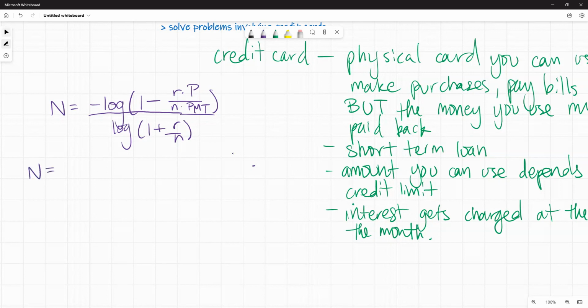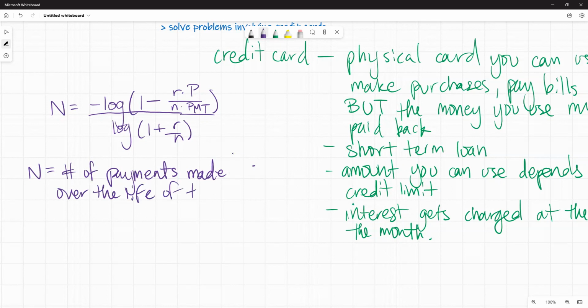Okay, that's one we haven't had before, and it is different from the lowercase n, right? So capital N and lowercase n are different. Capital N is going to be the number of payments made over the life of the loan. So it's the total number of payments that you pay on the loan.